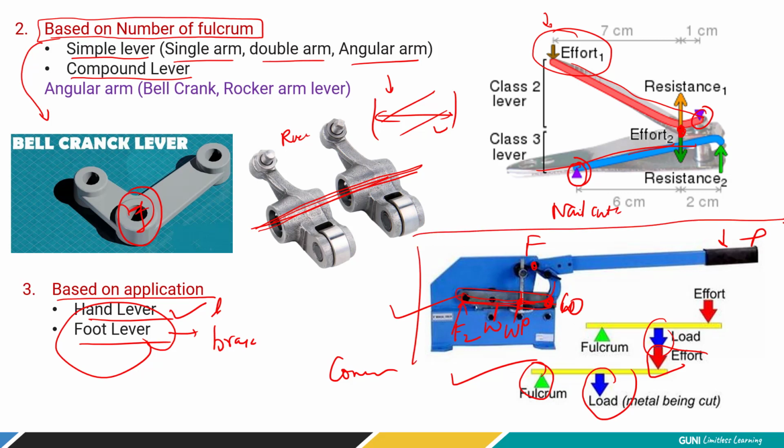So this example shows that by combining the levers parallelly or in such an arrangement, within a small space you can apply limited effort and you can carry out the heavy work, right?